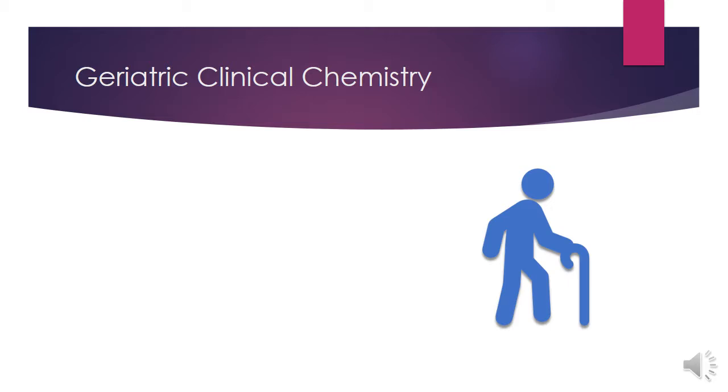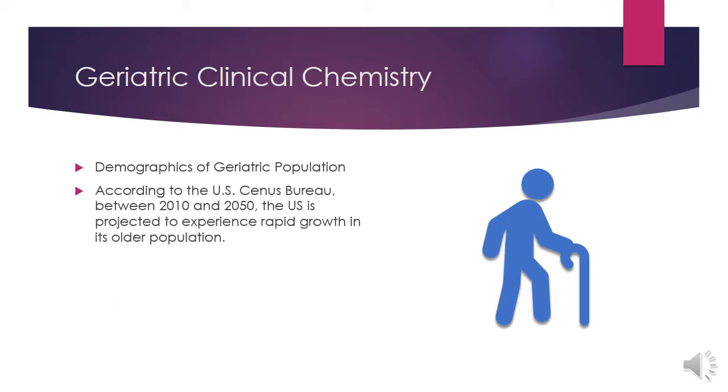The first group that we're going to talk about are the geriatric patients. One of the things we have to be mindful of with geriatrics is the current demographics of the geriatric population. In the United States, we get this information from the United States Census Bureau, and the data that we have is from the U.S. Census Bureau printout regarding the year 2010 through 2050.